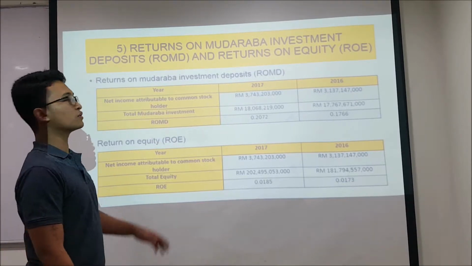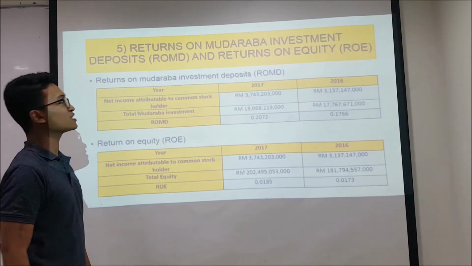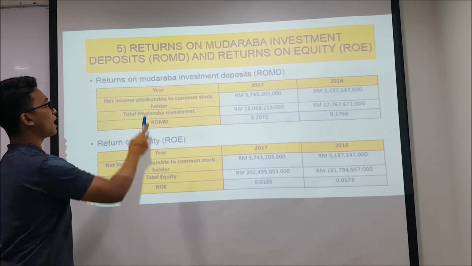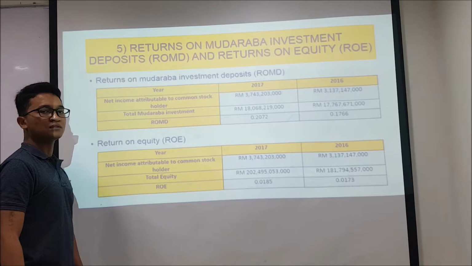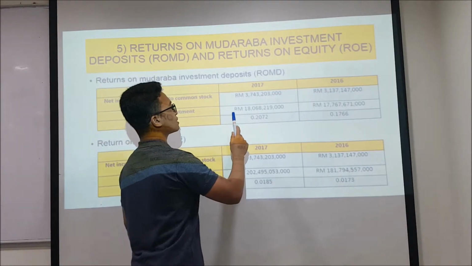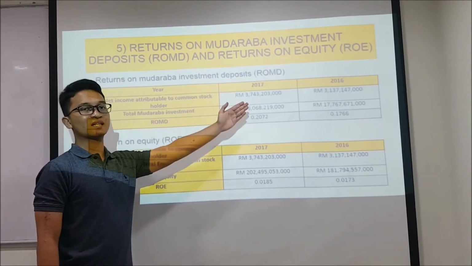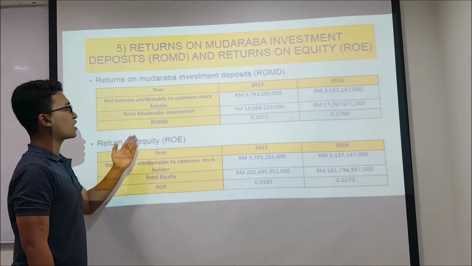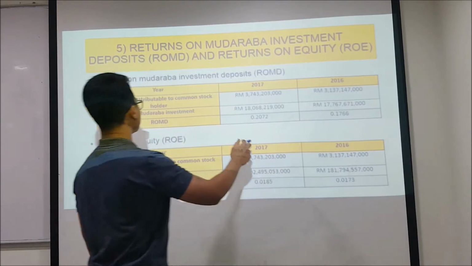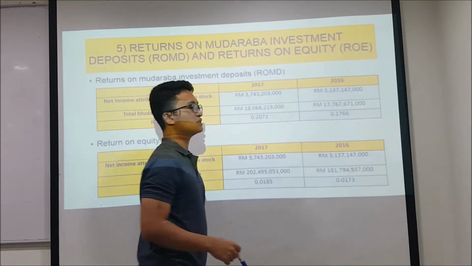So, let's move on to the fifth question, which is how do we calculate the returns on mudarabah investment deposits and also return on equity. So, for RMD, in the Audited Financial Report, the bank stated that for 2016, they have gained net income of that much value. For total mudarabah investment, it is that much value. Therefore, their return on mudarabah investment deposit is around 0.1766.